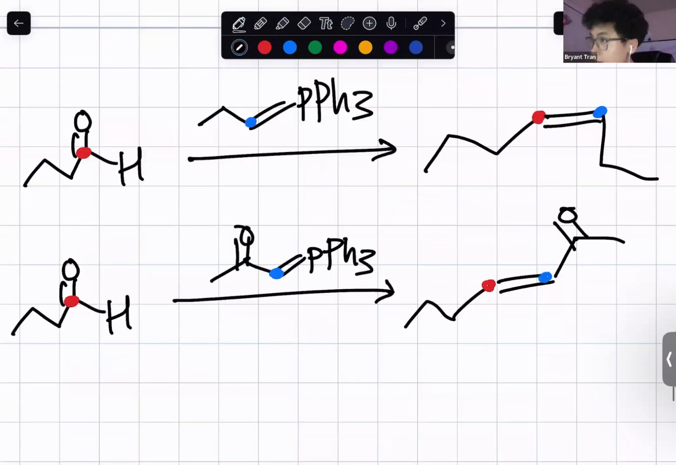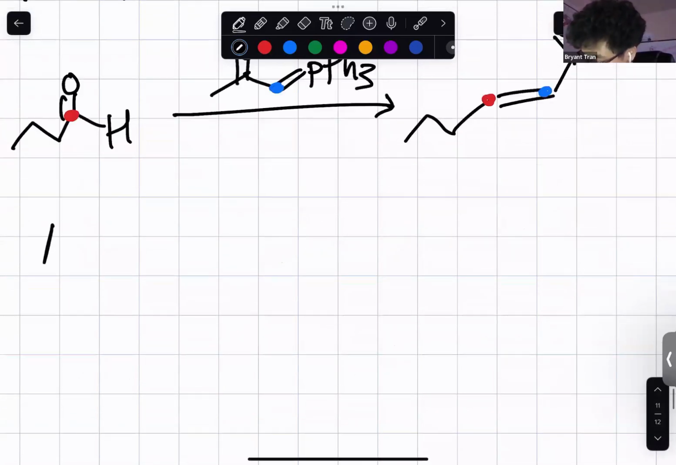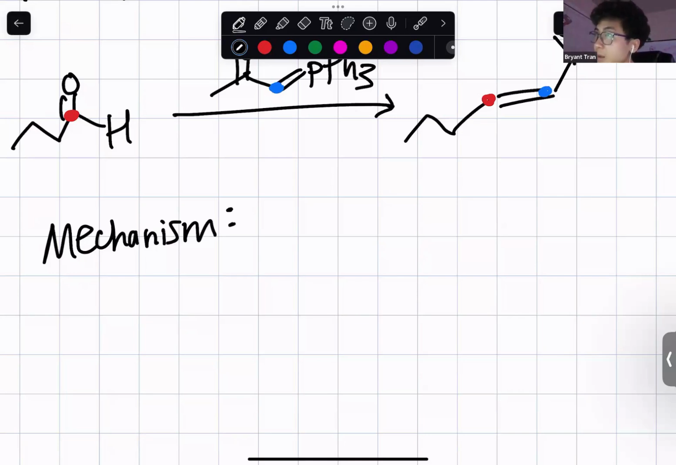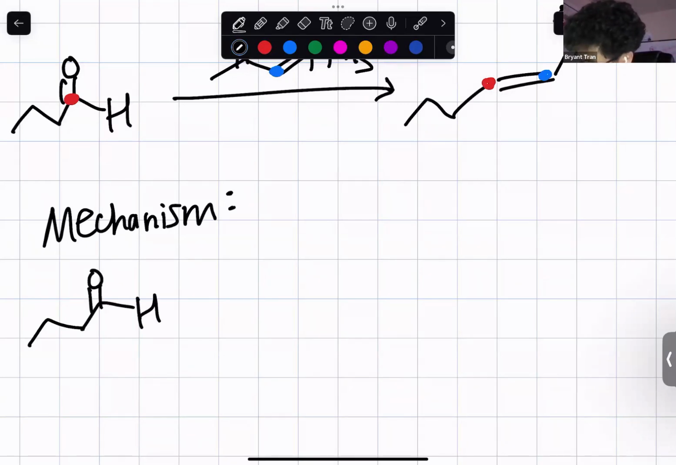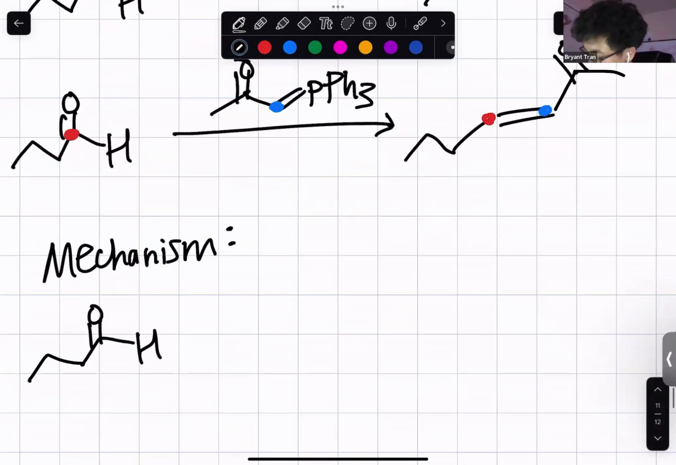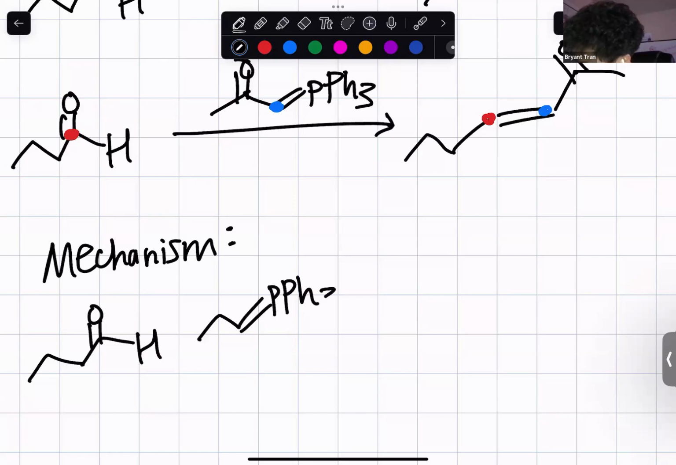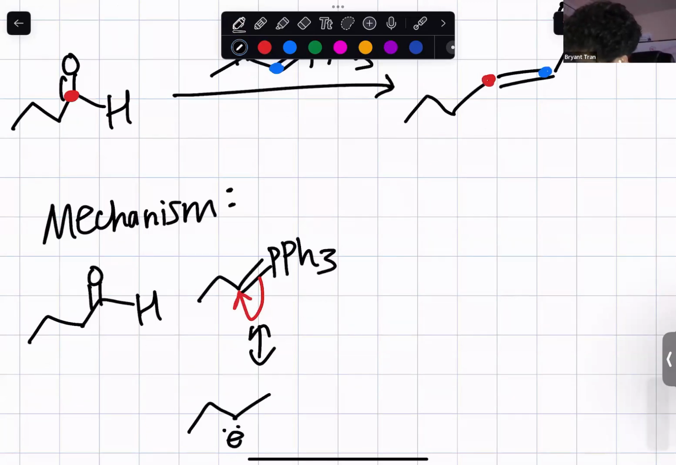Now, let's go over the mechanism of what that would look like. So for the mechanism, let's look at the top one here. This is my aldehyde. This is my ylid. I'm going to draw out the resonance structure of the ylid by pushing that double bond down there on that carbon to give me a negative charge on this carbon right here and a positive charge on the phosphorus right there.